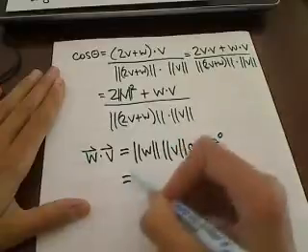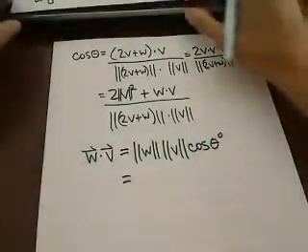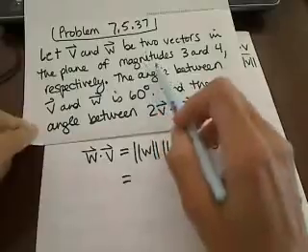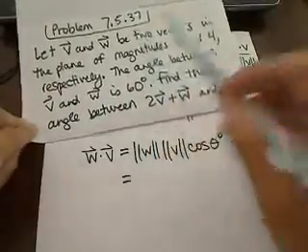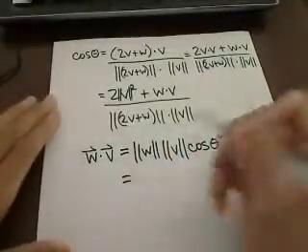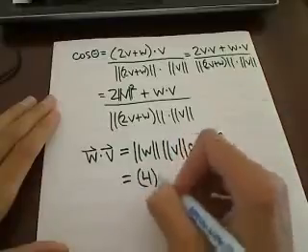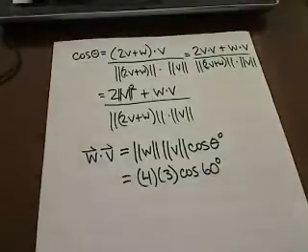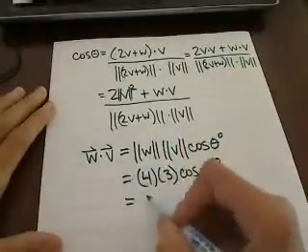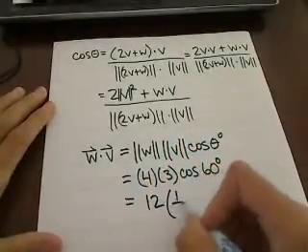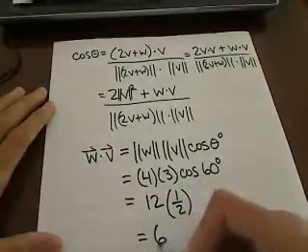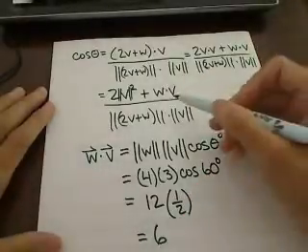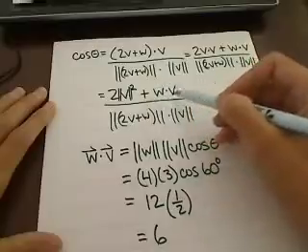Okay, so if we plug our values in here, they've told us that the magnitude of w is 4 and the magnitude of v is 3. So this is going to be 4 times 3 times the cosine of 60 degrees. And then we can just simplify this. So this is 12. The cosine of 60 degrees is 1/2, and so 12 times 1/2 is 6. So this piece right here is going to be 6.